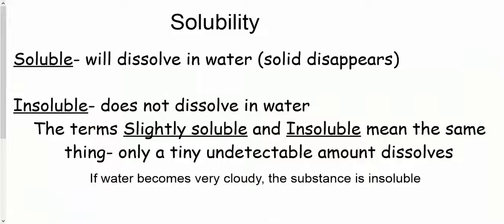Solubility. If something is soluble, that simply means it will dissolve in water. You put it in water and the solid disappears. If it's insoluble, it does not dissolve in water. You'll see the term slightly soluble on some solubility charts. Slightly soluble just means insoluble, basically. It means that there is a very small, undetectable amount that will dissolve. So only a tiny amount, that's really saying that it's insoluble.